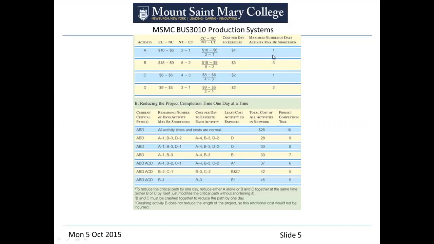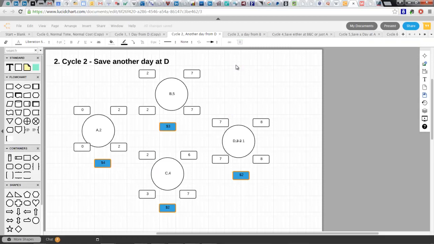B actually has 3 days we can buy from the process there at $3 a day. So going back to our chart here, we're going to use B to shorten up the process. Well, the table is clear.